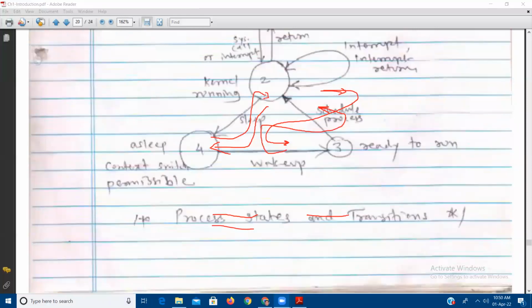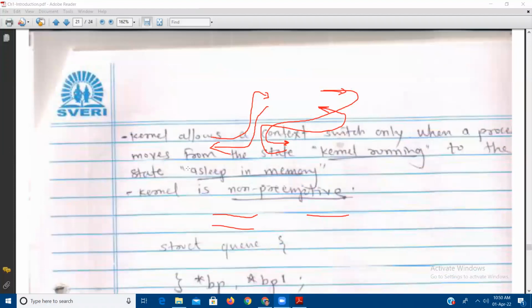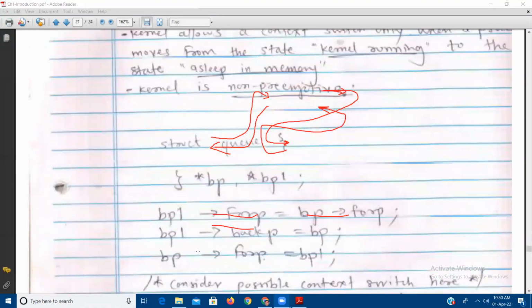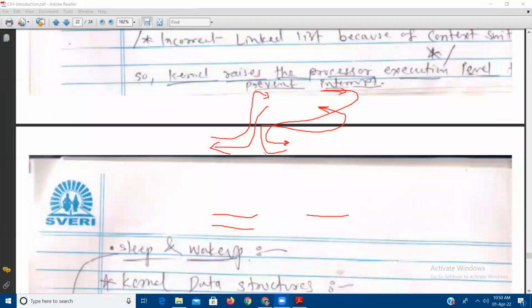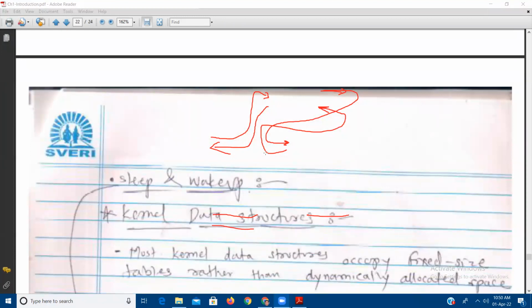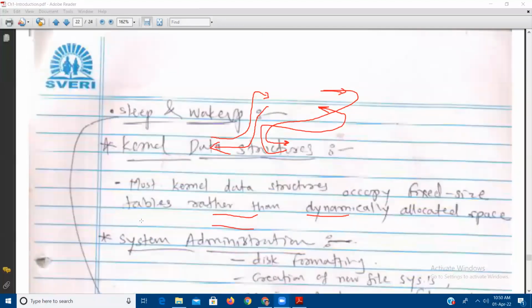Okay, so this is about process state, and this is nothing but about the end of this chapter. Once again, I will revise this concept in second chapter. It is required over there. So next concept is sleep and wake up. So sleep is nothing but waiting state, and waking up is nothing but changing the state from waiting to ready to run. Okay, so wait system call is used for that purpose.